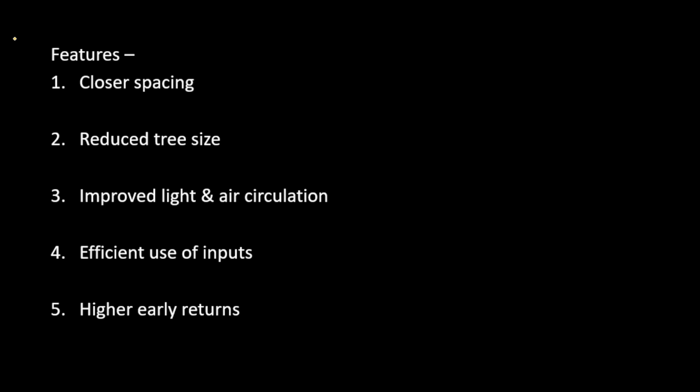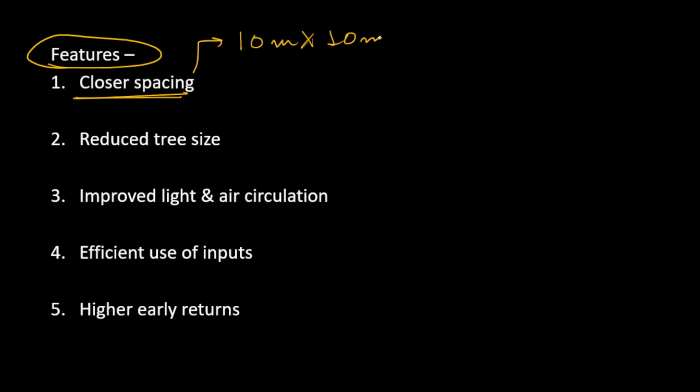Now what are the features of high density planting system? First of all is the closer spacing. Suppose in traditional methods we are using 10 meter into 10 meter spacing. In high density we will reduce it to 2 meter into 2 meter, or 3 meter to 3 meter. So here the spacing between the trees, that is the distance between the trees, is reduced.